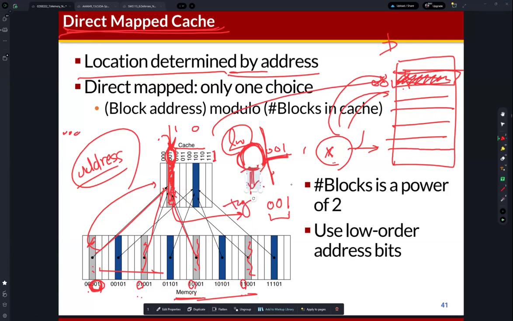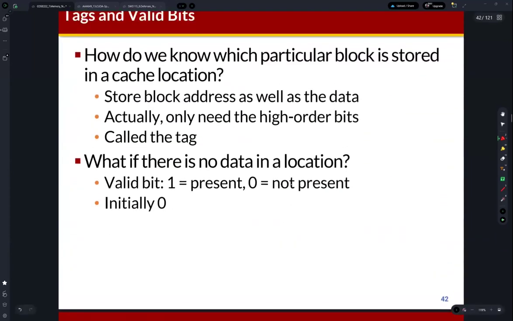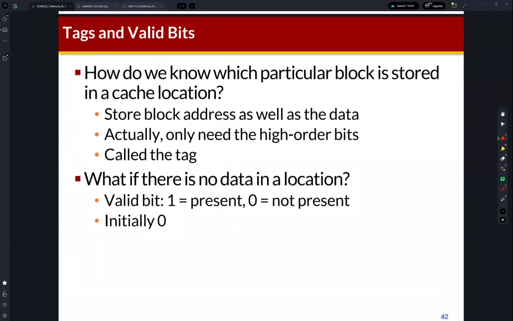I mentioned that in order to identify data, we need to store the address, but actually in the direct mapped cache, we can use part of the address as the index of the cache. Then we can just store the remaining address bits. So these remaining address bits are called a tag.